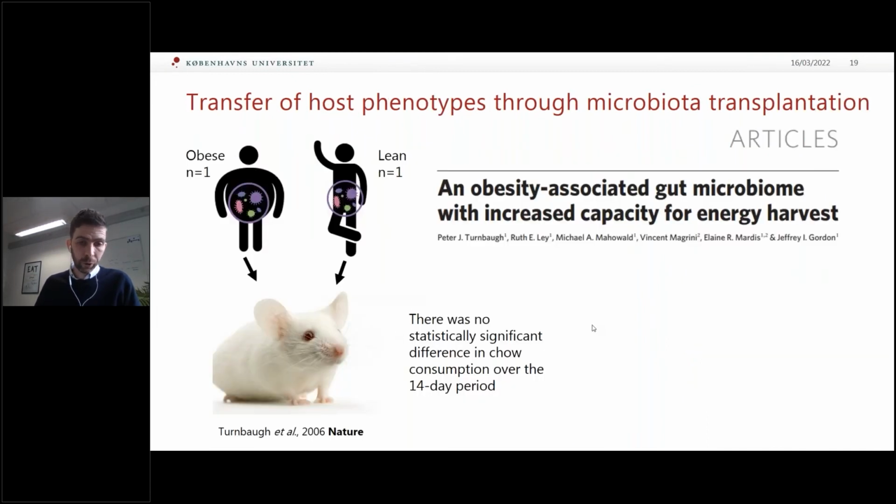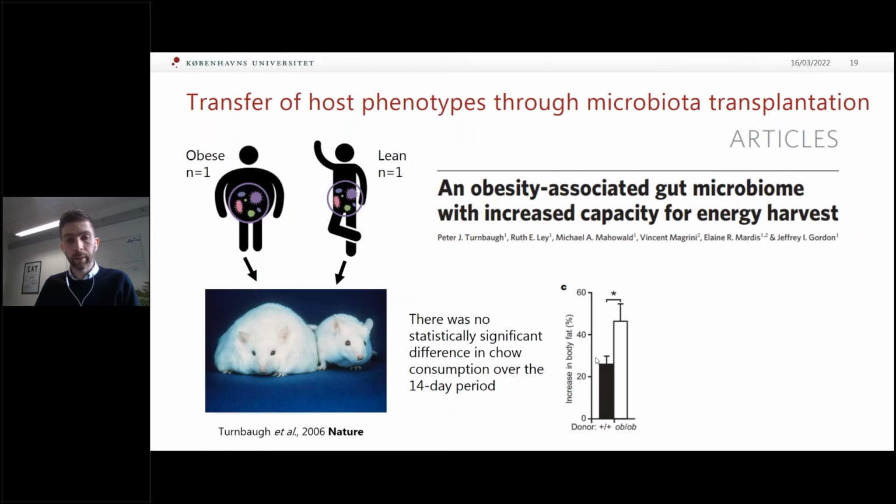But these germ-free models have been key to demonstrate that if you take microbes from, let's say, obese and lean individuals into germ-free mice, although the mice eat the same amount of food over 14 days, when looking at their body fat percentage after these 14 days, this study in 2006 found that the mice who received microbes from the obese individuals were better at harvesting energy and therefore increased their body weight. So this way of thinking has been really instrumental for the field.